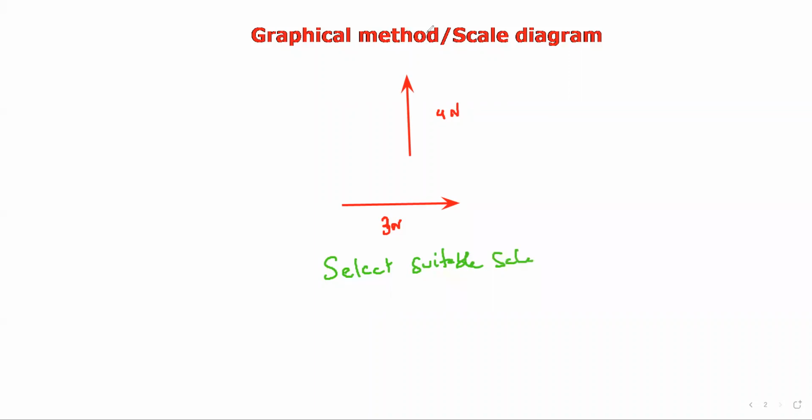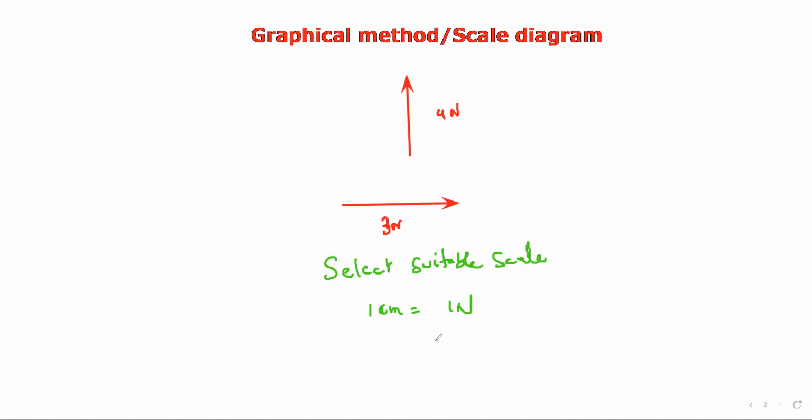So always select a suitable scale. What does it mean, select a suitable scale? Because for Newtons, you don't have a ruler or a scale in newtons, you have a scale in centimeter or millimeter. So you have to select a scale which is suitable. For example, if I select 1 centimeter equals 1 Newton.